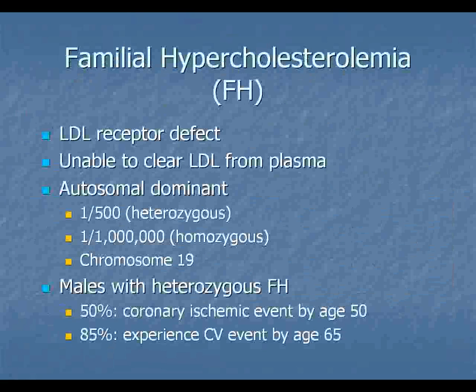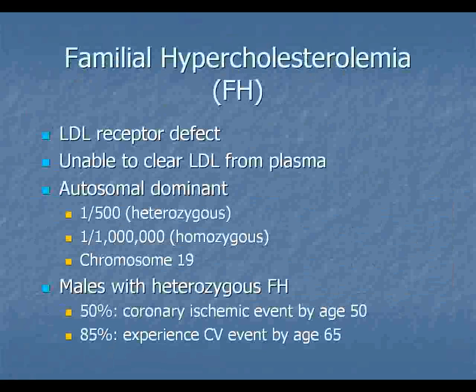In familial hypercholesterolemia, there's an LDL receptor defect at the level of the liver. These patients are unable to clear LDL from their plasma. This is an autosomal dominant trait. For the heterozygotes, it's approximately 1 in 500, and homozygotes is 1 in a million. It's an abnormality of chromosome 19.